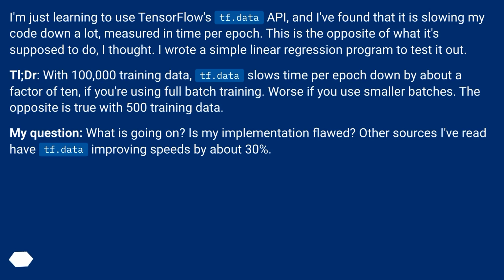With 100,000 training data, tf.data slows time per epoch down by about a factor of 10, if you're using full batch training. Worse if you use smaller batches. The opposite is true with 500 training data. My question, what is going on? Is my implementation flawed? Other sources I've read have tf.data improving speeds by about 30%.